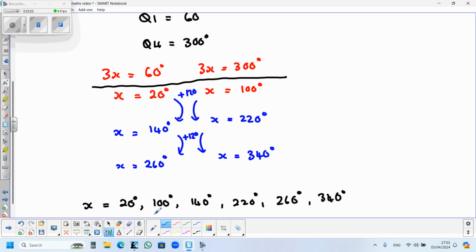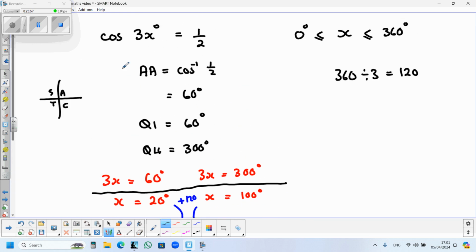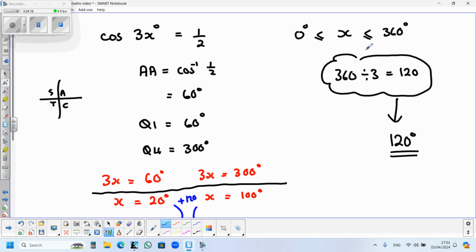Okay, so why did we get 6 answers? We got 6 answers because it was 3x and it's always double that amount. When we've got 3x, we've got to work out what the period of the graph is. So it's 360 divided by that number. So answers repeat every 120 degrees. So we have to keep adding on 120 until we've got all the answers that lie between 0 and 360.